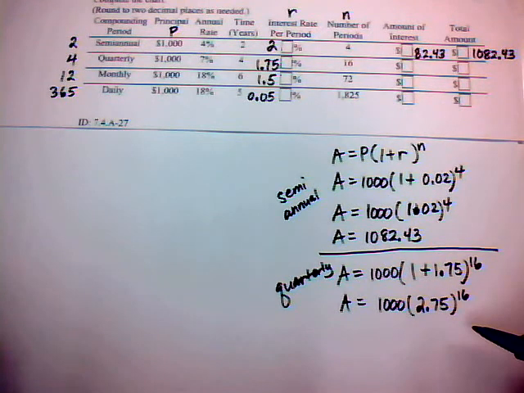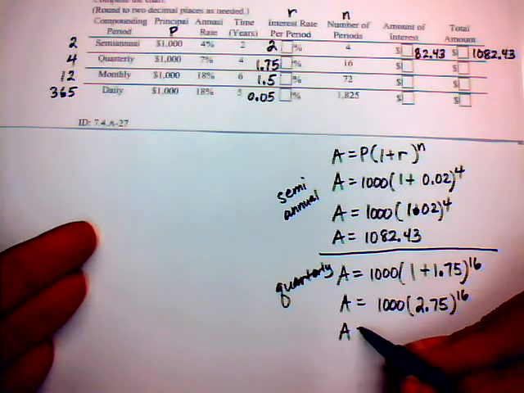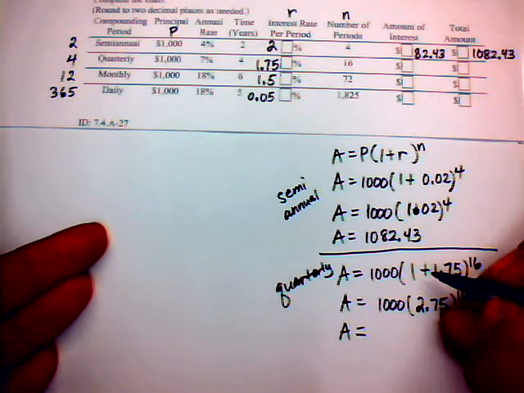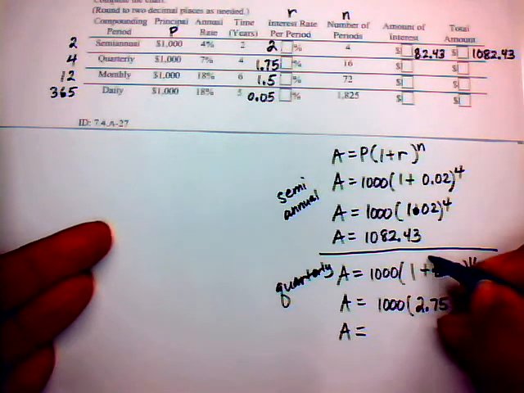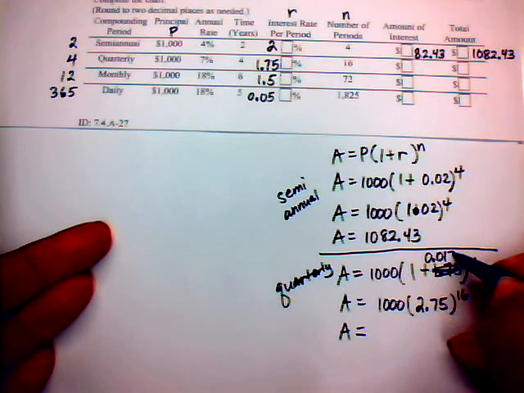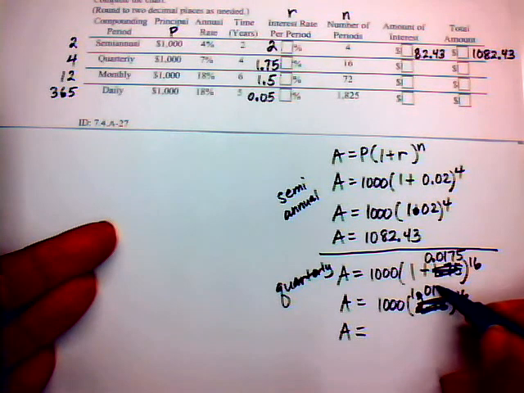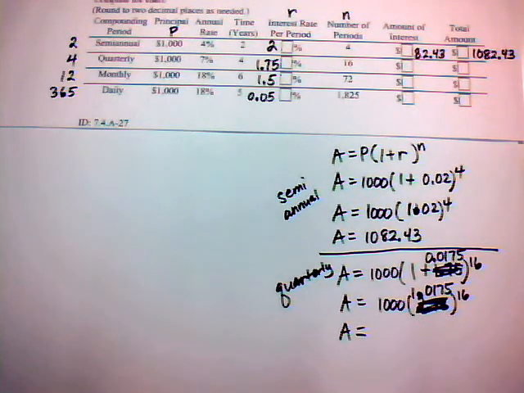Okay, that cannot be correct. Okay, let me try again. Okay, I need to change 1.75% to a decimal. That's my mistake right here. 1.75 as a percent as a decimal, that's 0.0175. So this will be 1 plus 0.0175, which is 1.0175. Okay, so we'll try that again. 1,000 times 1.0175 raised to the 16th.